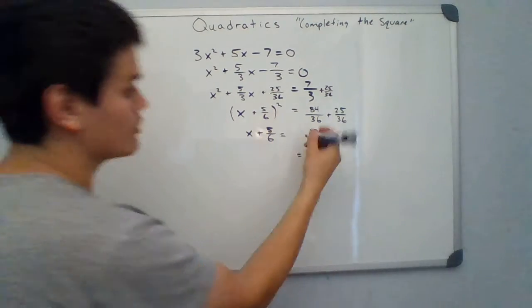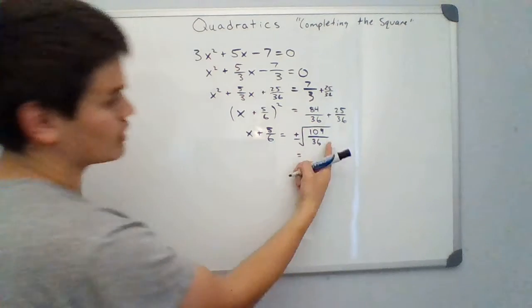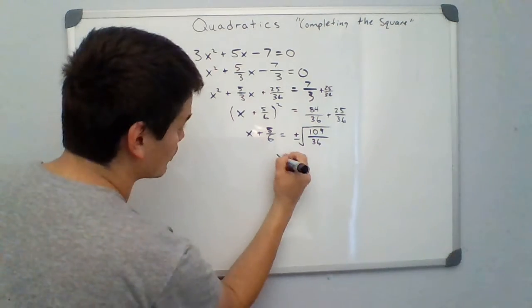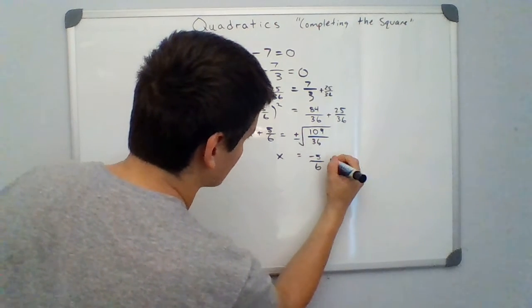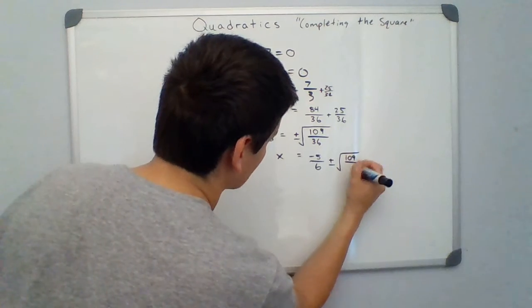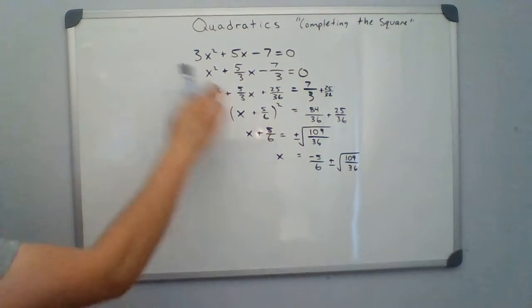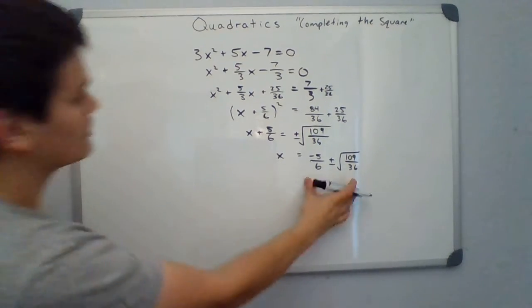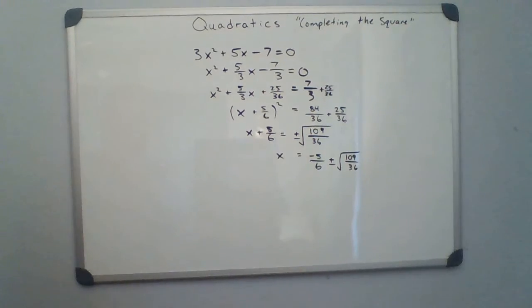So then if I take the square root of both sides, I know that this number is actually going to be plus or minus the square root of 109 over 36, or x is equal to negative 5/6 plus or minus the square root of 109 divided by 36. So these are the two answers to this problem. If I were to plug these x values into the original problem, I would get zeros once I multiplied everything out.